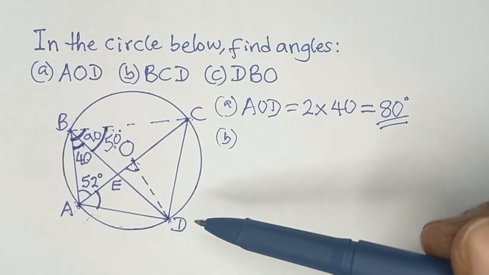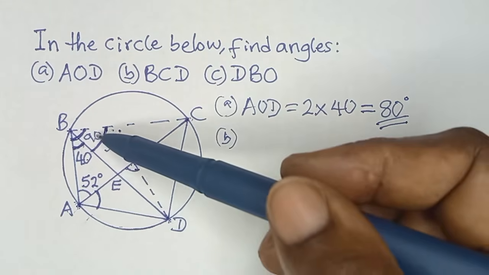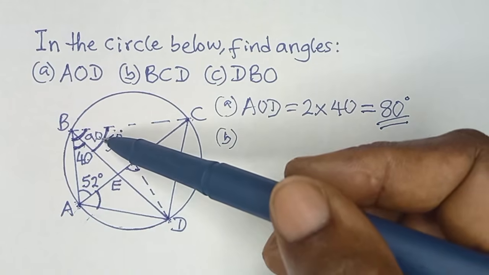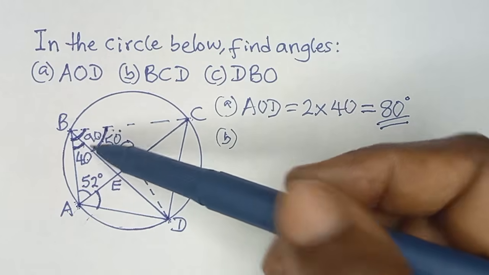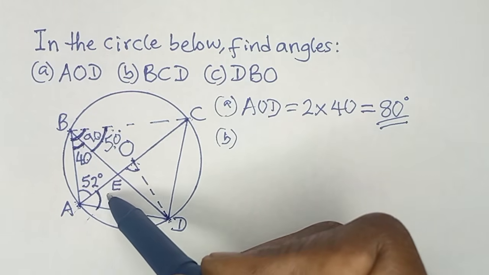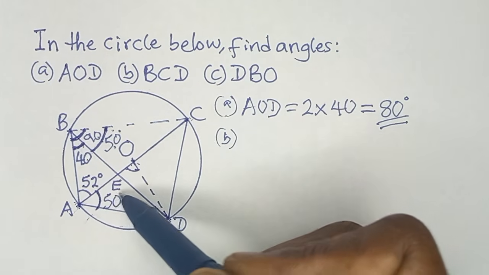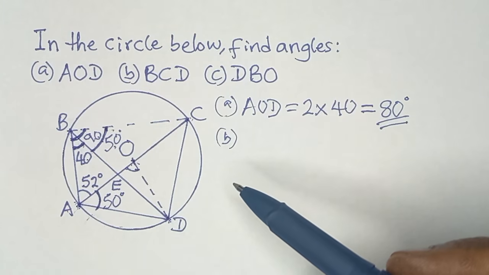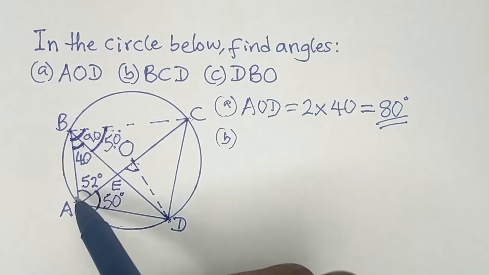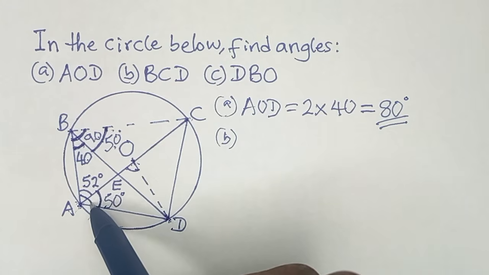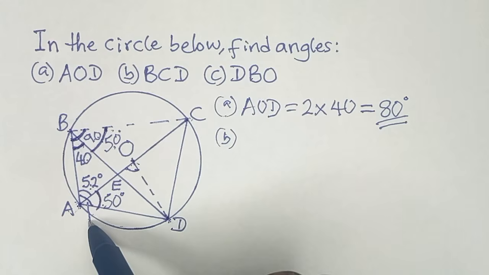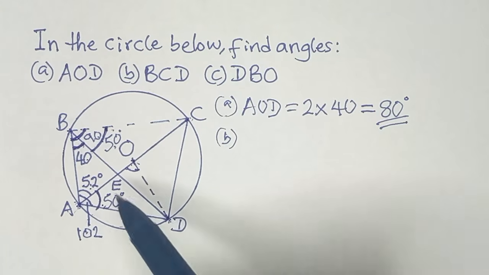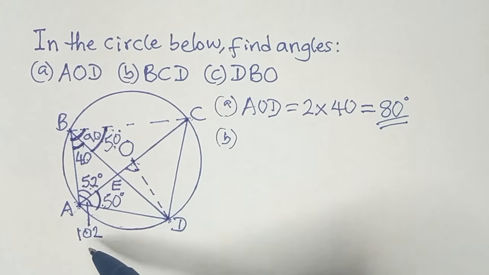The theorem that should come to mind there is that angles in the same segment are equal. So if this is 50 degrees, that means this angle will also be 50 degrees because angles in the same segment are equal. Then now, I have the whole of this angle as what? 52 plus 50 will give me the whole of this angle as 102 degrees.